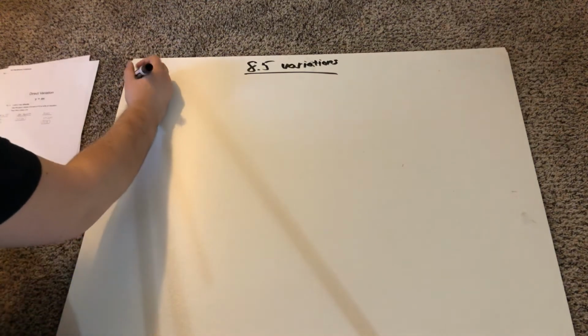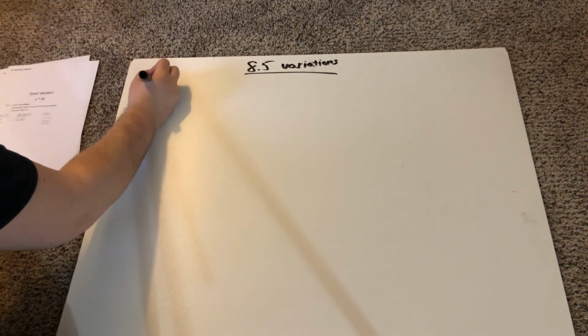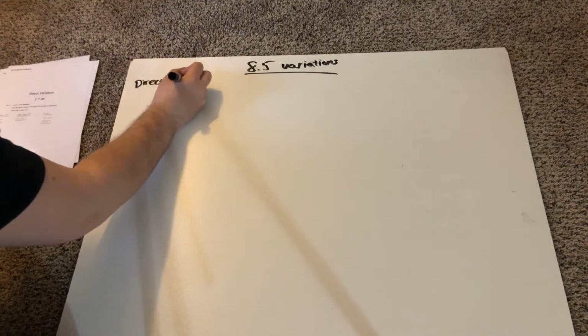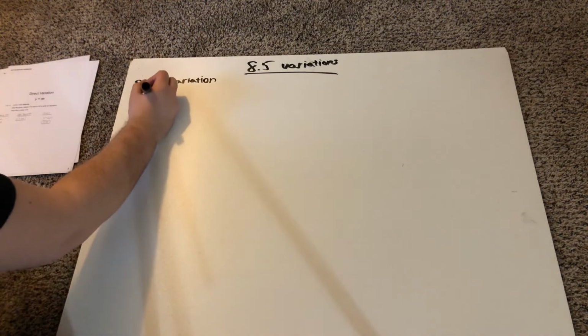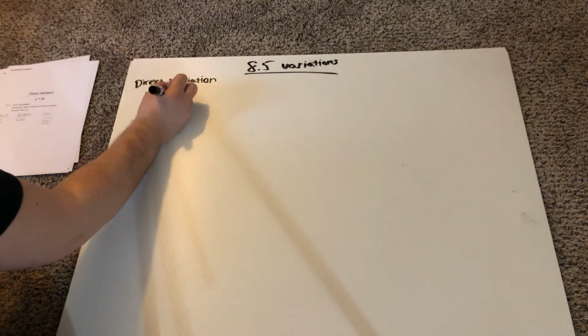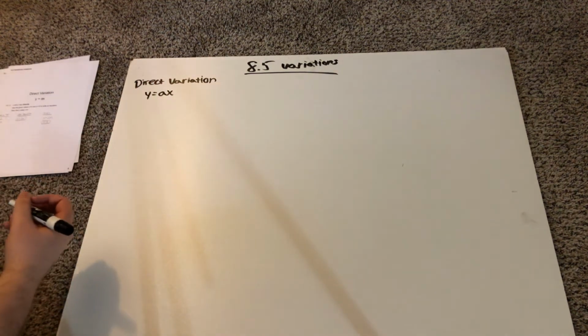We're going to talk about 8.5, which is all about variations. And the first type of variation we have is direct variation. This should look familiar because we did this at the beginning of the year. It is when y is equal to a times x, and a is a constant.